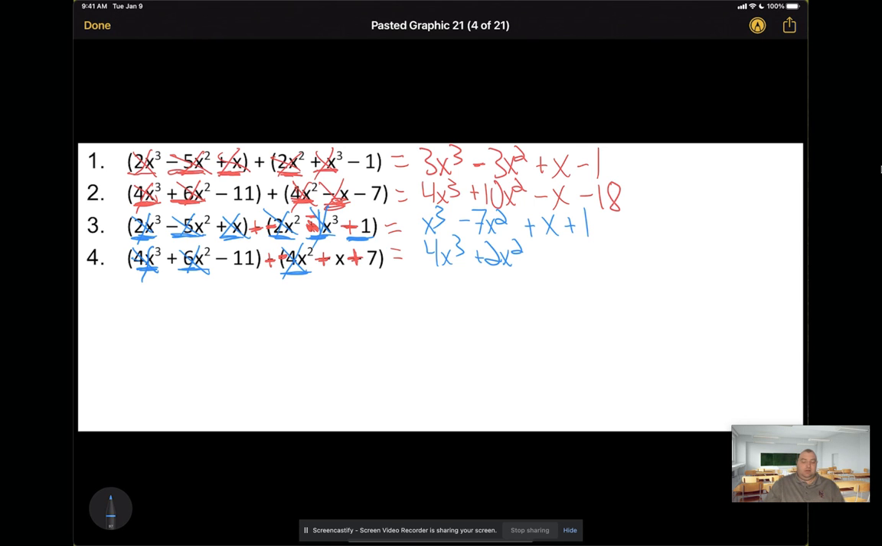That's that one. Then we have our x terms. My x terms, I only have this one right here. So I'm going to bring that down, plus x. And then my constant terms, I have negative 11 and positive 7. So negative 11 and positive 7 becomes negative 4. So now I have 4x cubed plus 2x squared plus x minus 4. And that is it for this particular lesson.